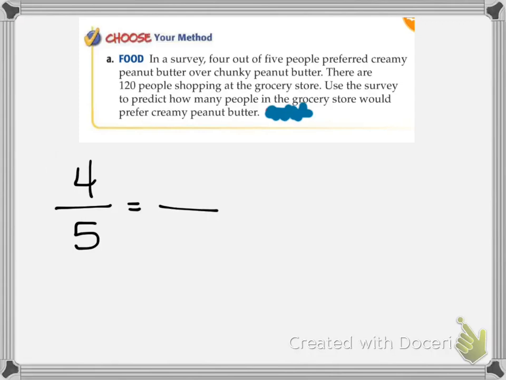And then we know there are 120 people shopping in the grocery store. So that 120 people are not the amount of people who chose creamy, but they're the amount of people in the store. So that's going to go on the bottom of our ratio that we're trying to figure out. So there's our ratio written out. We have 4 over 5 equals something over 120. And we're going to find out what that something is.